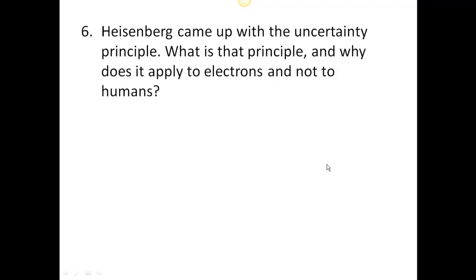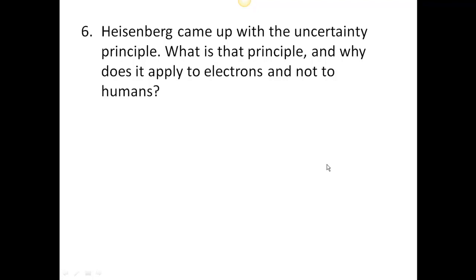Alright, Heisenberg came up with the uncertainty principle. What's the principle, and why does it apply to electrons and not to humans? Well, the uncertainty principle says you cannot determine the speed, the velocity, and the position of an electron at the same time. Let's say you look at me and you can watch me walk and you can say, where is he going to be? I can tell exactly that. I can tell speed, etc.